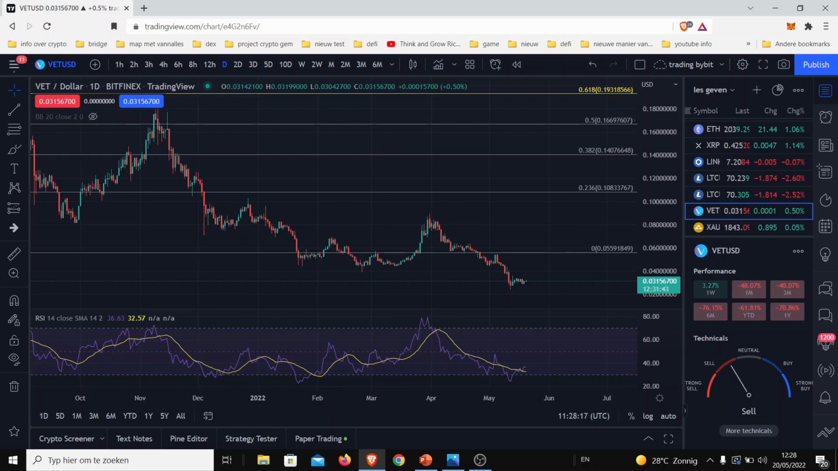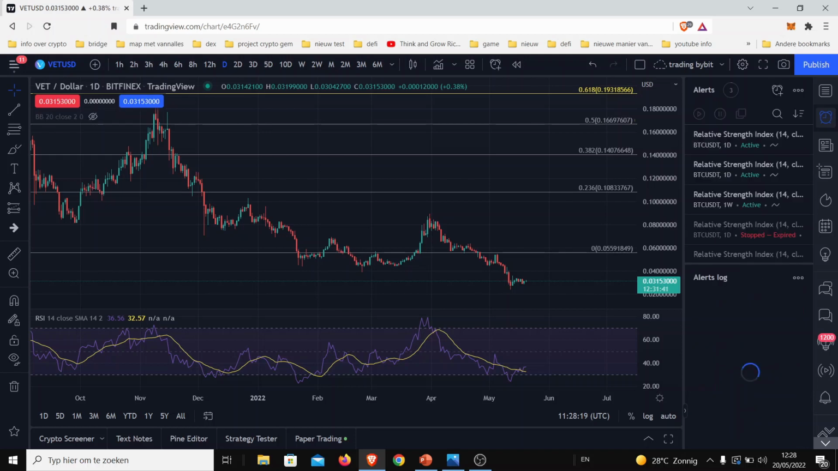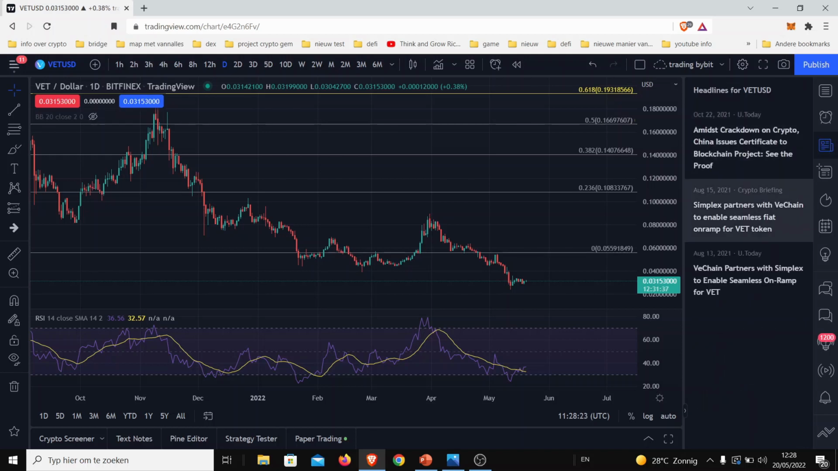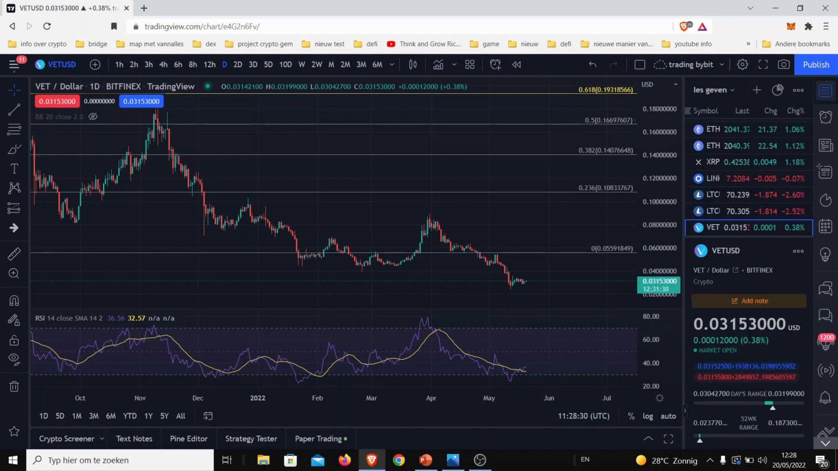Okay, so I explained all of this. I do not use this one. I do use the relative strength index. You can also use some headliners and everything. I do not use any of these things. I've been here for more than a year already, 2 years in TradingView, and I never used it. So that means you don't need it.